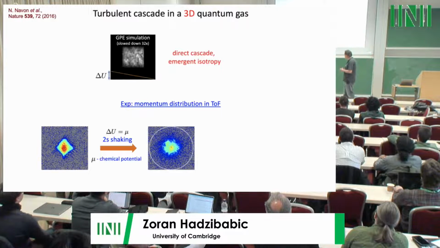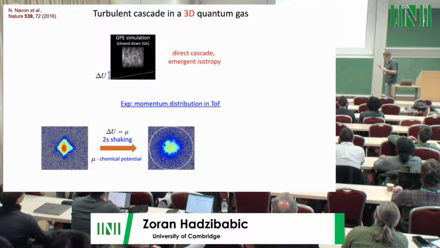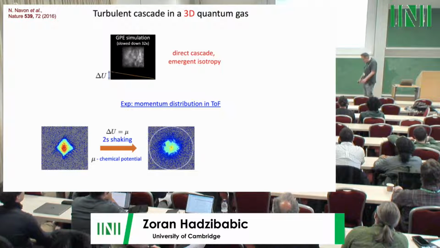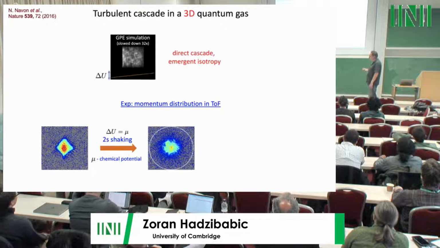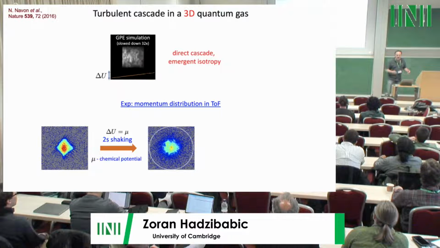Experimentally, the simplest and still most commonly used method is the so-called time of flight, which was also mentioned before, which just means you turn off the box and you see how the gas expands, and that tells you something about the momentum distribution. So what you see over here, this diamond, is how a pure Bose-Einstein condensate expands from a cylindrical box, okay, this is driven by interactions.